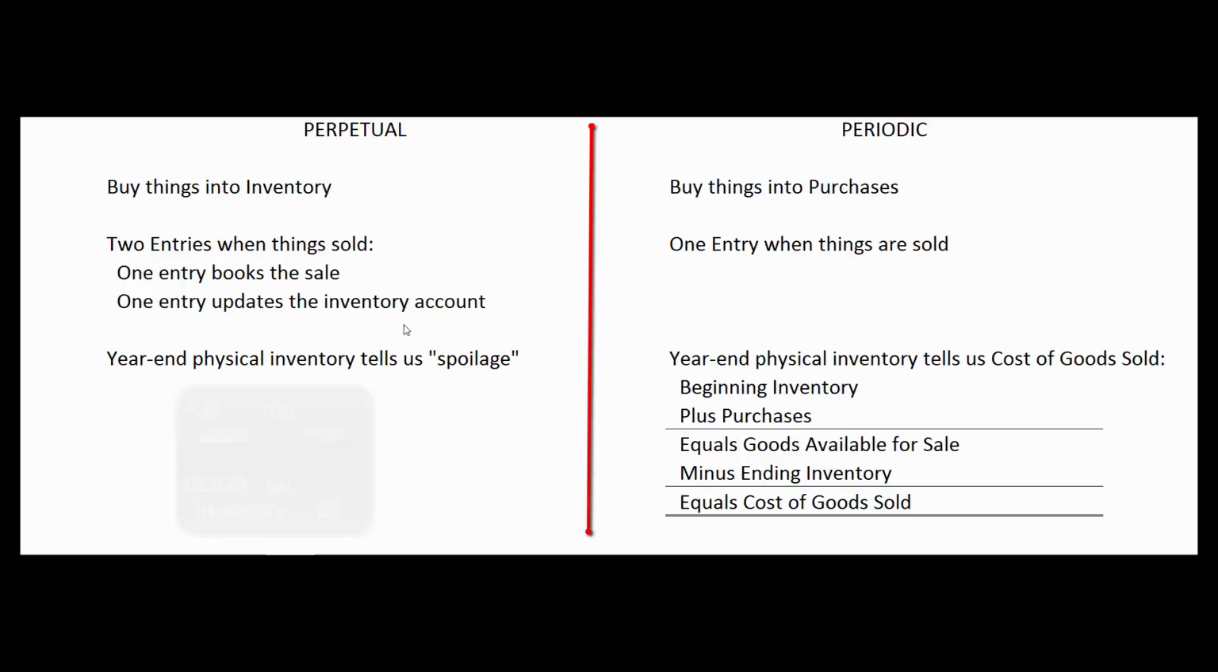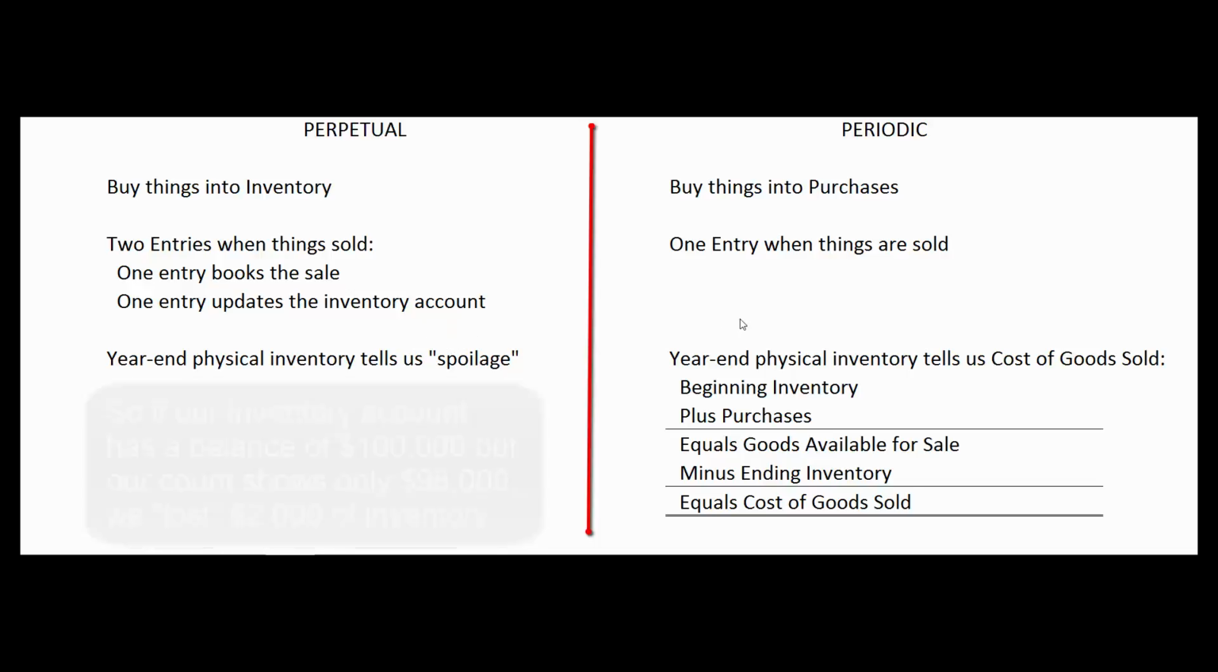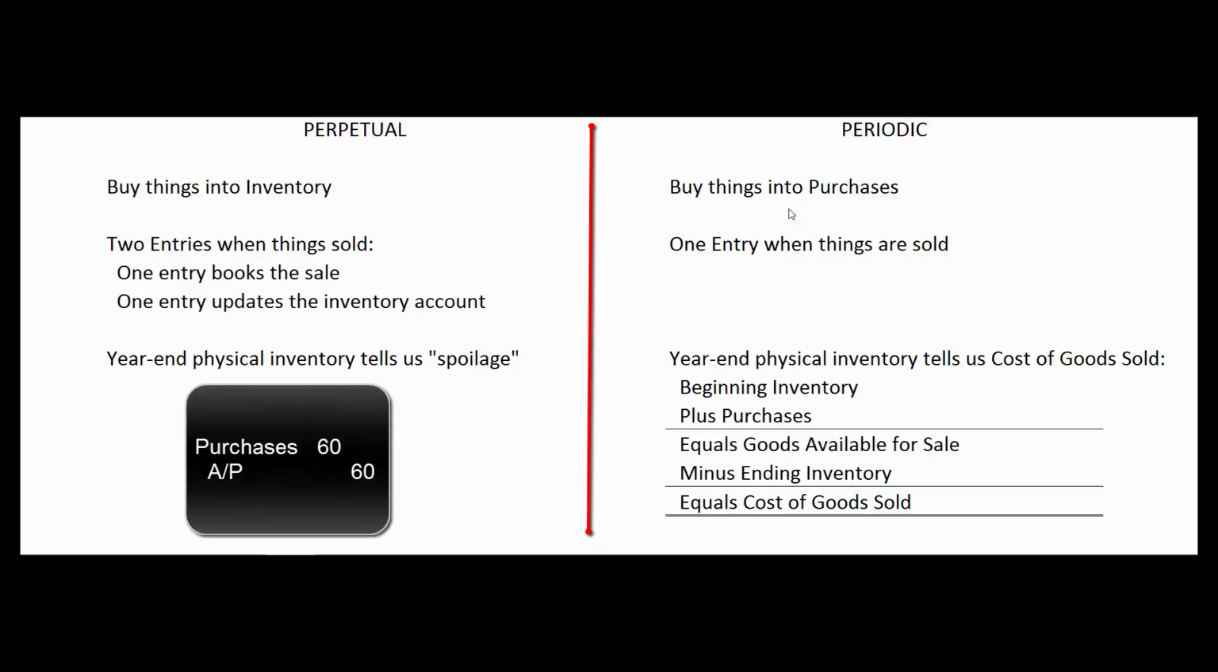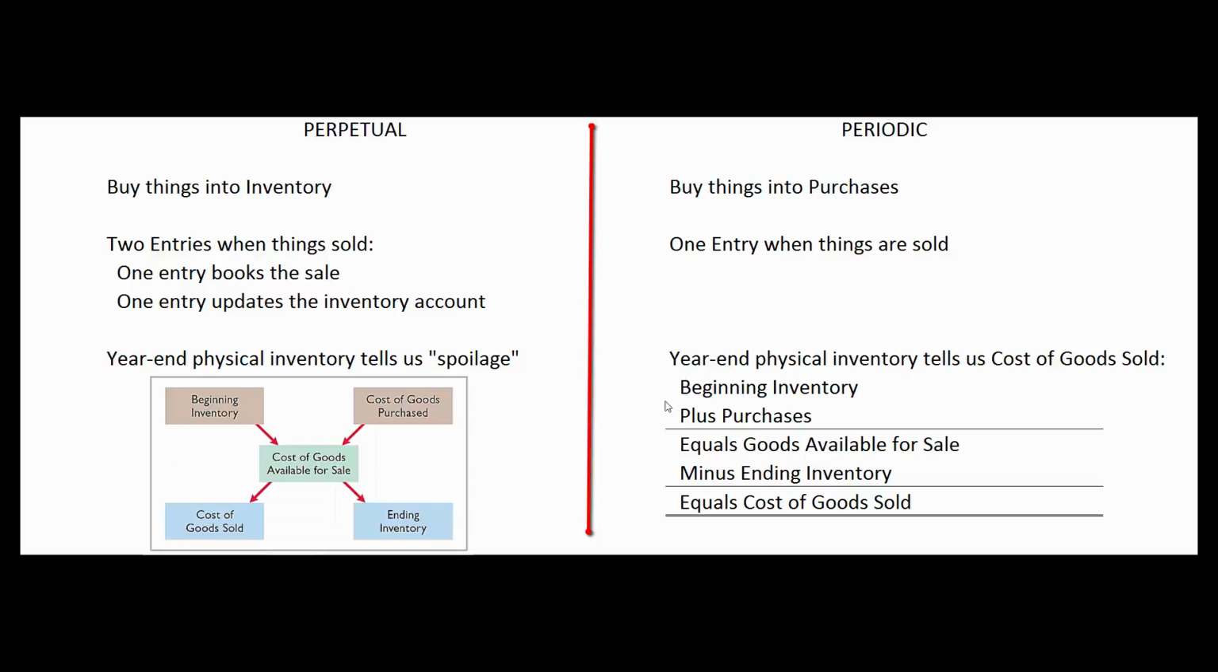At year end, we take a physical inventory, and that tells us our spoilage, what got lost or what got stolen. In the periodic inventory system, we buy things into an account called purchases, and we don't update the inventory account when things are sold. We just book the sale. Then we wait till the end of the year. We take a physical inventory. We take our beginning inventory plus our purchases. That gives us our total goods that are available for sale. We subtract what was left on hand, and that must give us our cost of goods sold.